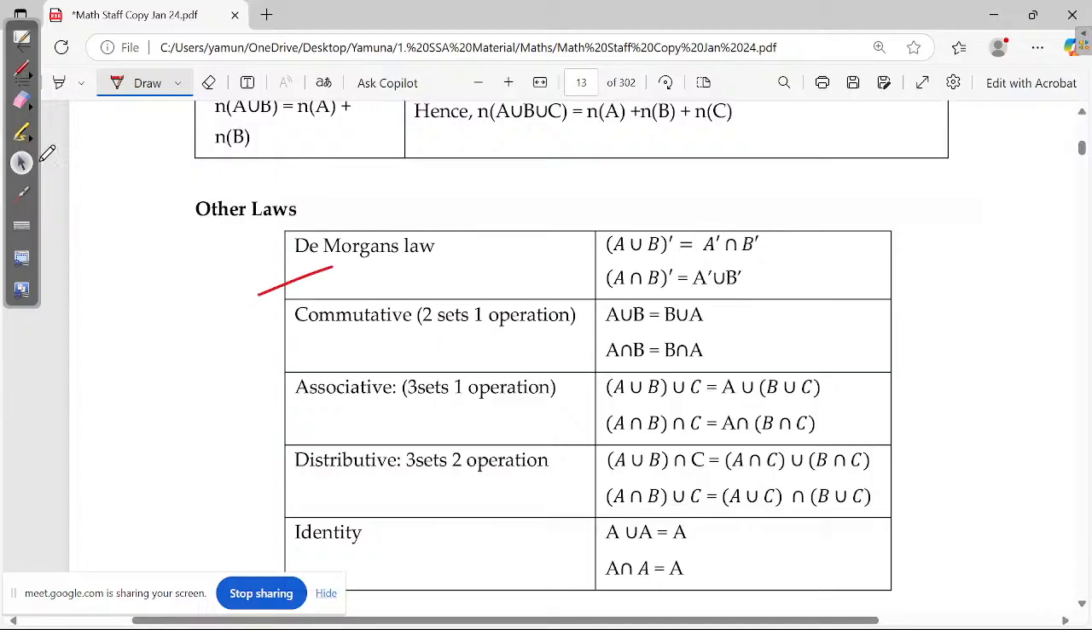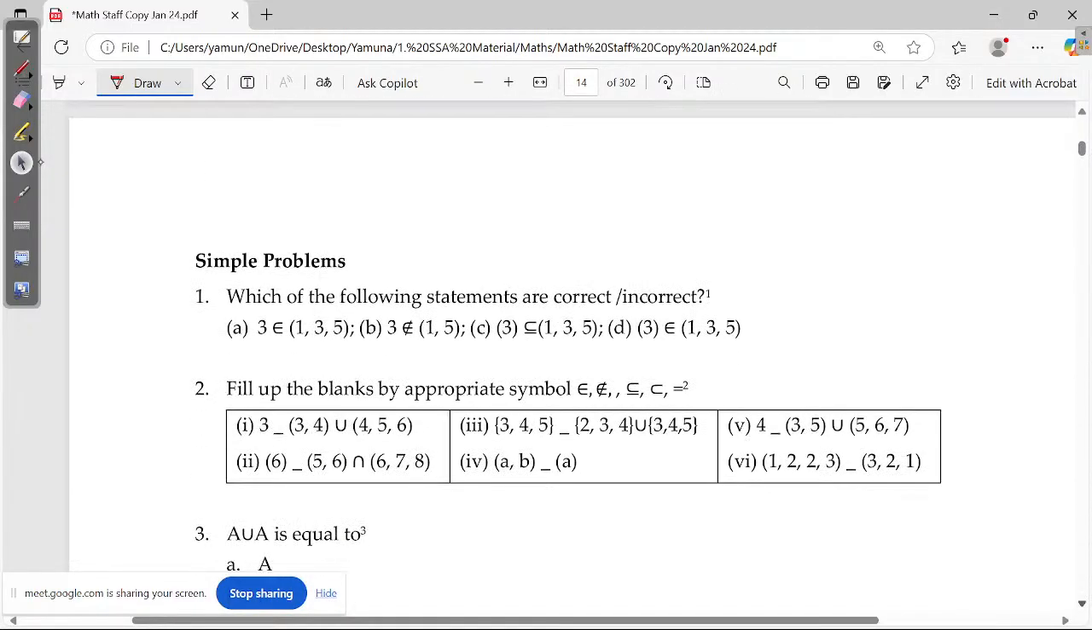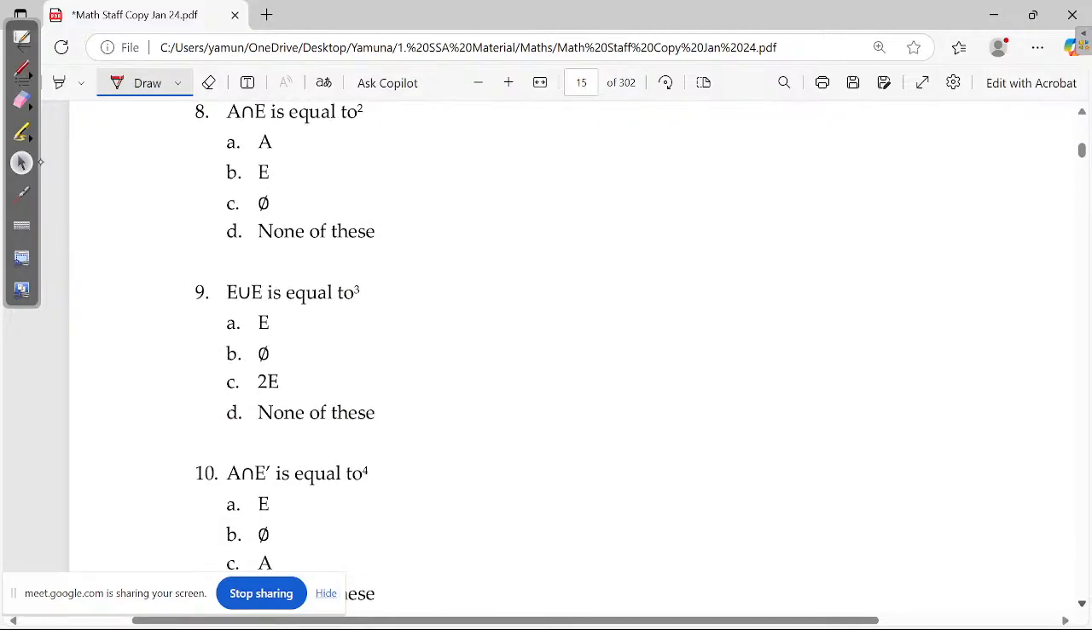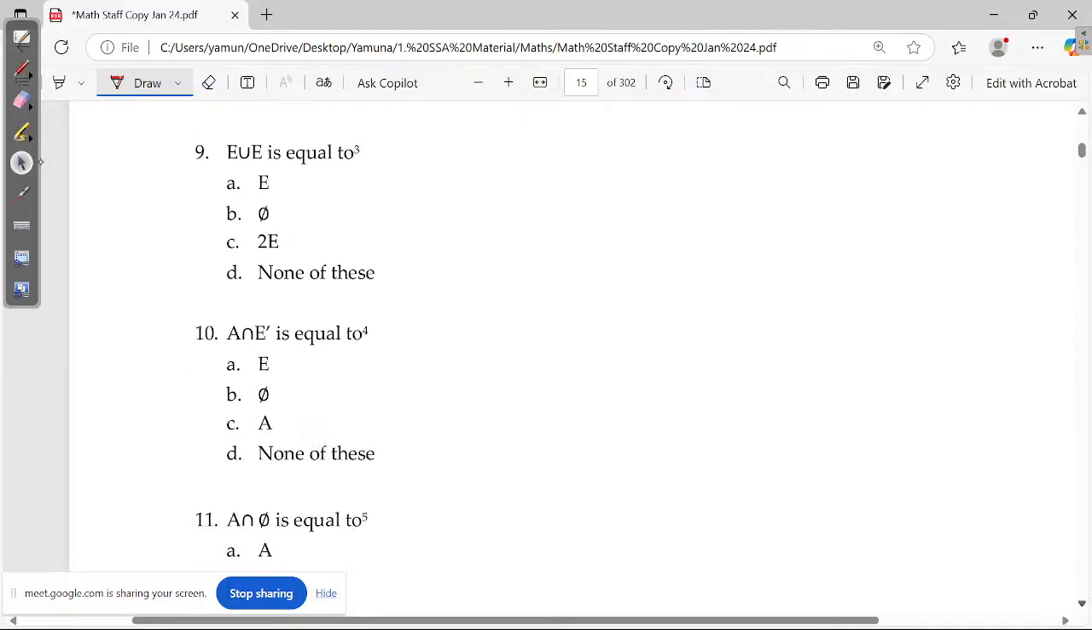Other laws we can just manage. Then simple problems I'll share. The complete set of problems I'll share. In the next class, I'll be discussing all the assignments and the complete set of problems. As I was discussing in the earlier session, all the problems you have to look over once before you come for the session, then only we can discuss in a better way.